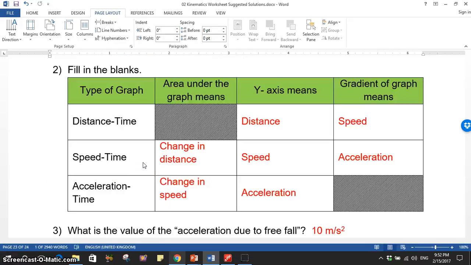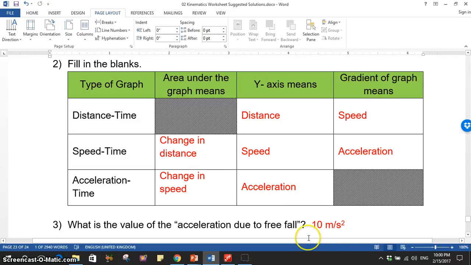For acceleration, you will also need to remember that acceleration can be found from the gradient of your speed-time graph. This is very important because most of the time your acceleration is found from the gradient of your speed-time graph. A positive gradient implies acceleration, a negative gradient implies deceleration.